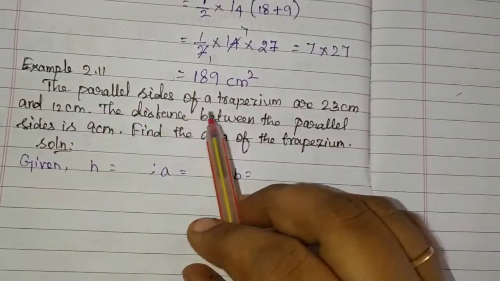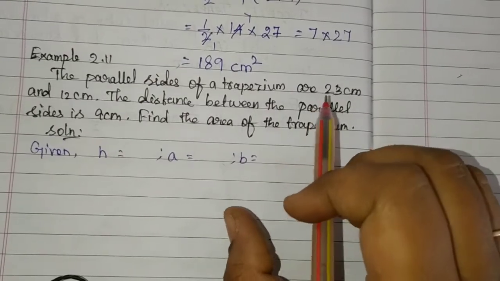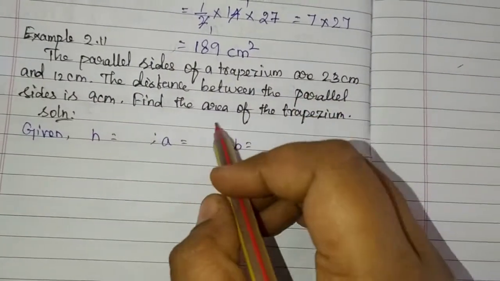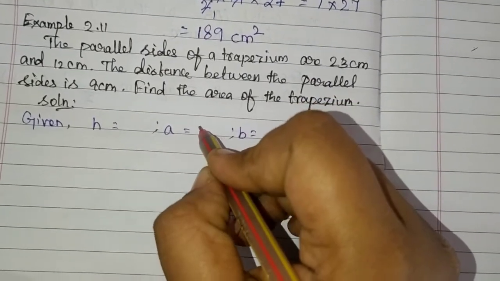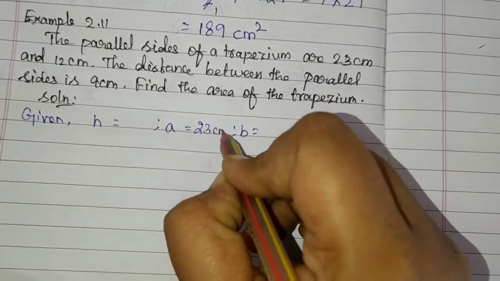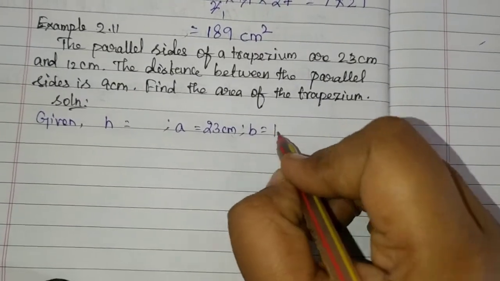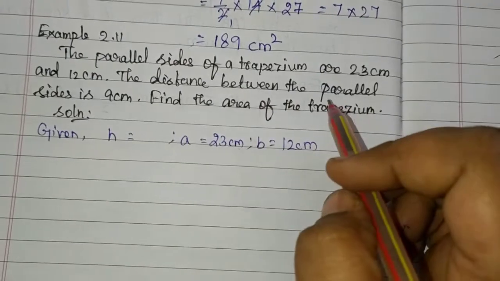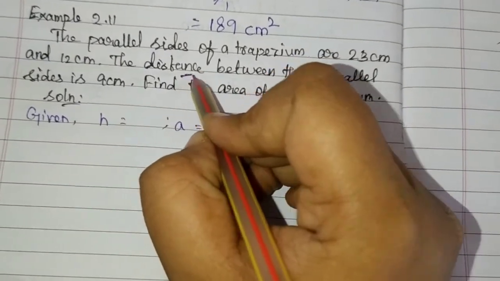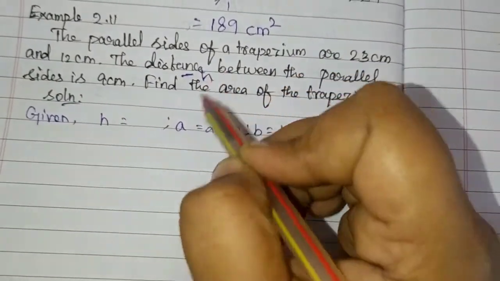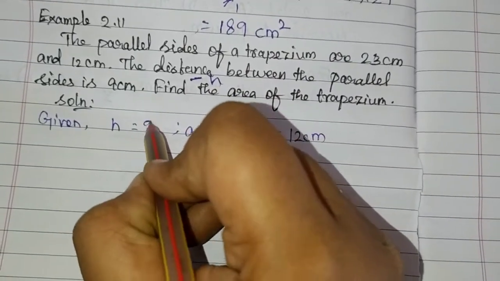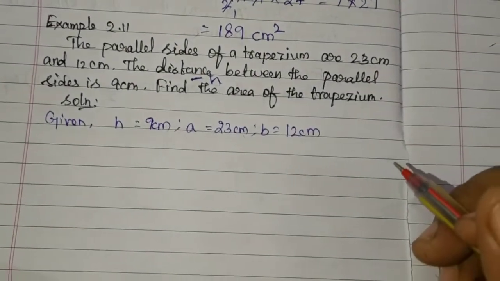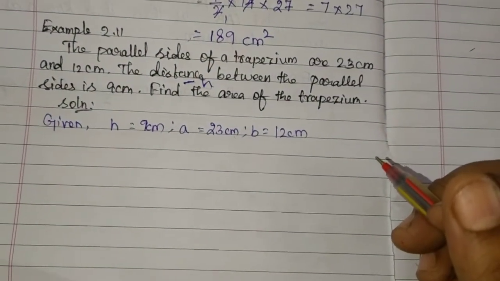So the parallel sides of the trapezium are 23 centimeter and 12 centimeter. So parallel sides they given means we have to take it as a and b. So a is 23 centimeter and b is 12 centimeter. The distance between the parallel sides: distance they given means we have to take it as h. So h is 9 centimeter. Find the area of trapezium.